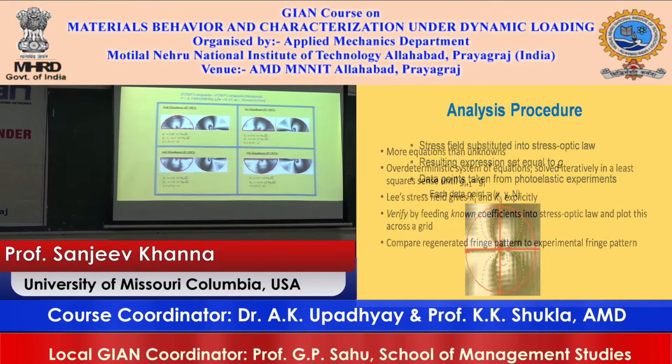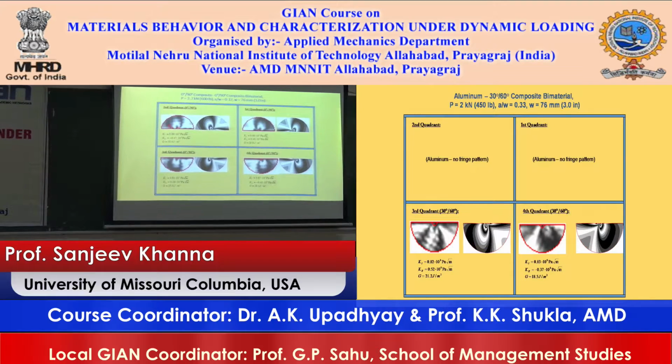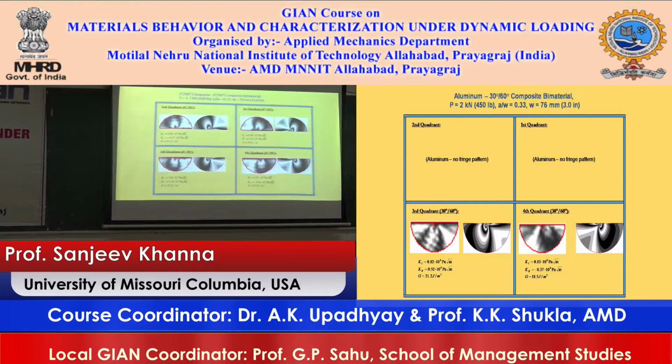So for example, here, this is the actual fringe pattern we saw. This is the regenerated fringe pattern. This is for the lower half. And then we got the K value and the energy release rate. Now it is a composite, so we are getting K1 and K2. There's some degree of mode 2 stresses in there.